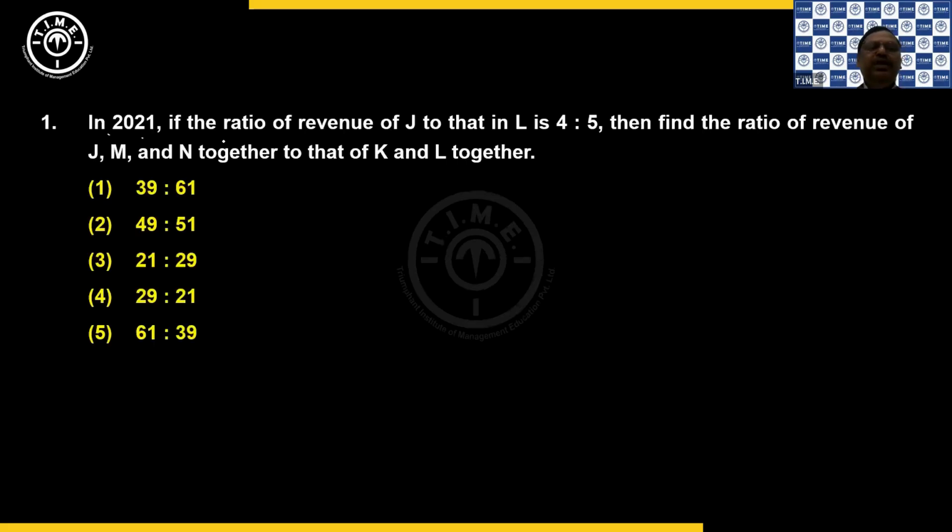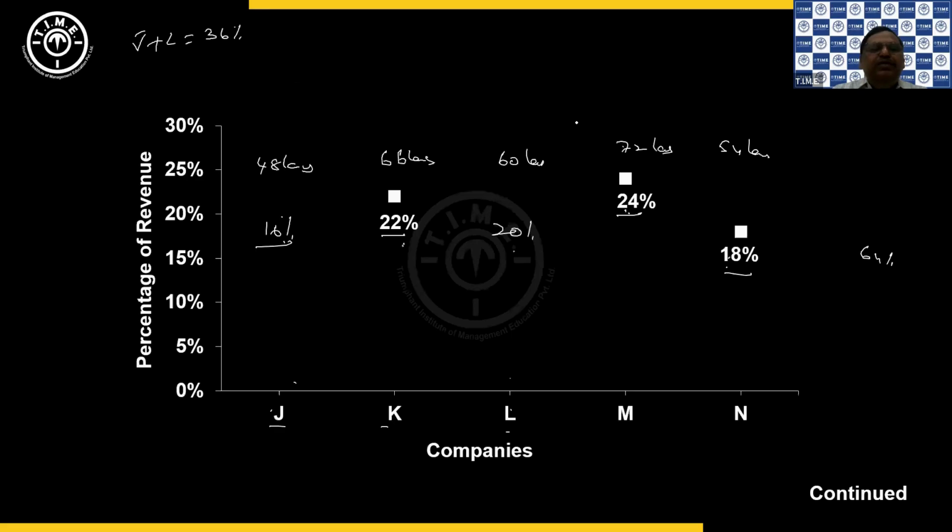In 2021, if the ratio of revenue of J to L is 4:5, it doesn't have to say, we have already proved it. We already proved the revenue of J to L is 4:5. See, 16 lakhs, 20 lakhs. We already got 16%, 20%. We already said 4:5. Anyhow, he has given, no problem.